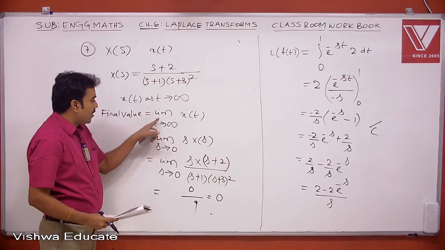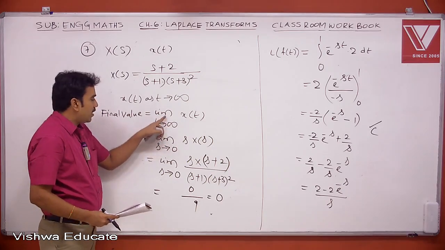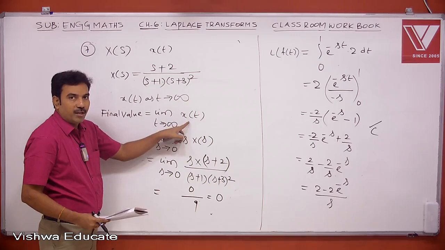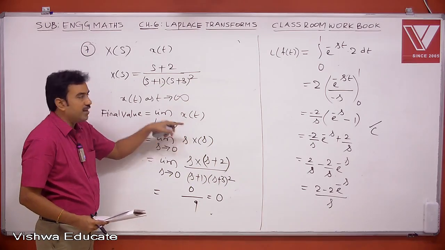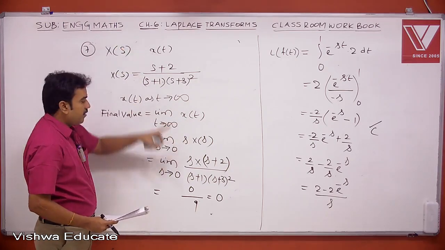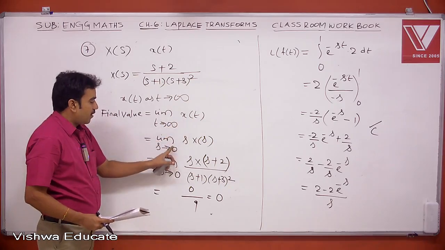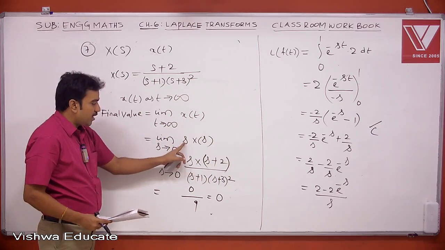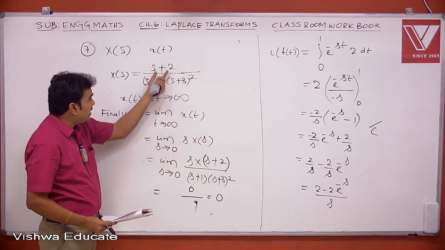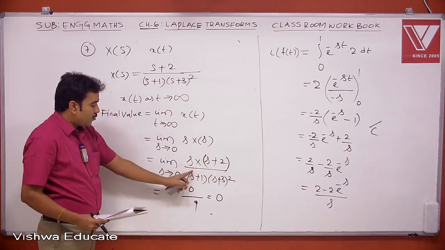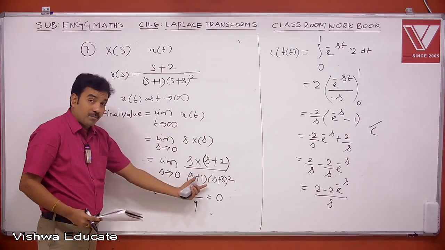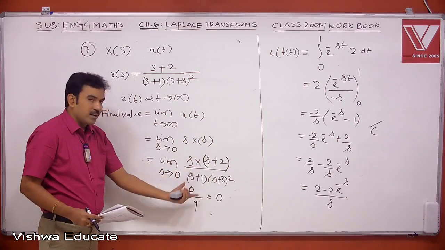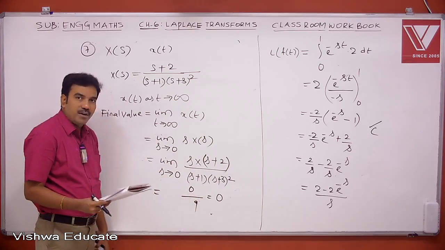So therefore, this is by the final value theorem, limit t tends to infinity x of t. But small x of t is not given, its Laplace is given. So therefore, in terms of limit s tends to 0, it becomes s times X of s. X of s is this value. When you try to replace s by 0, the denominator is non-zero, numerator becomes 0. So therefore the final value is 0.